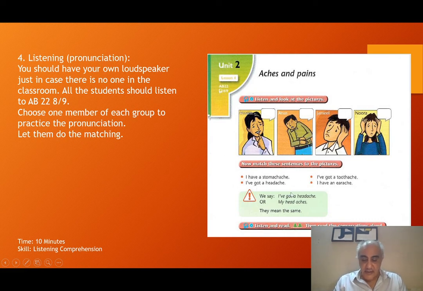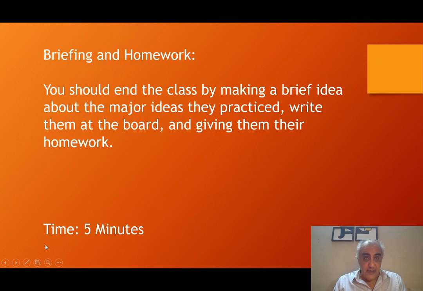Again, about timing, I mentioned this more than one time. After you finish, you give some kind of briefing, a summary of the whole lesson, and you should end the class by making a brief note of the major ideas they practiced, writing them on the board.